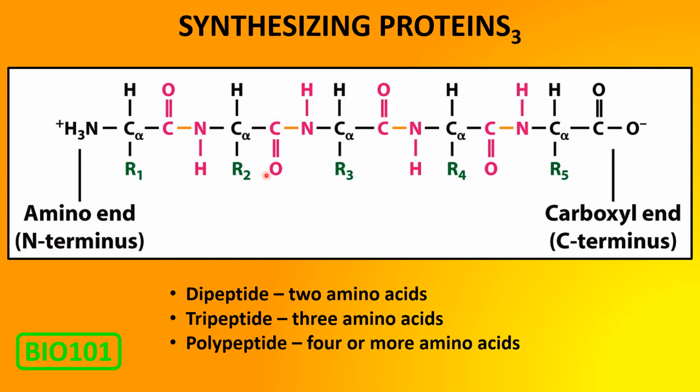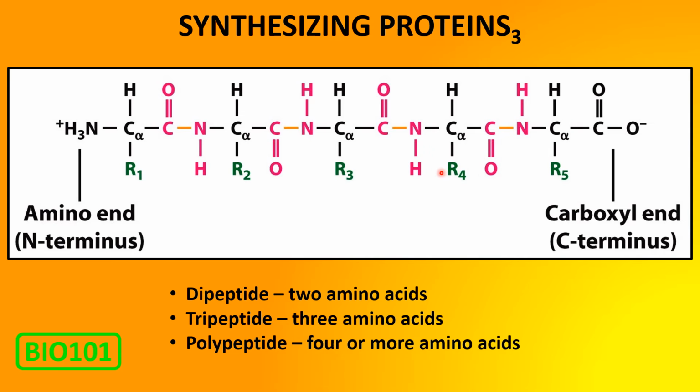Okay, so synthesizing protein. I showed you this already. It's the same situation. Just a long chain, a protein, long chain of amino acids. Here are your peptide bonds. Carboxyl group of one binding to the amino group of another. That is your peptide bond. You have many peptide bonds in here, and that's why we call it a polypeptide.